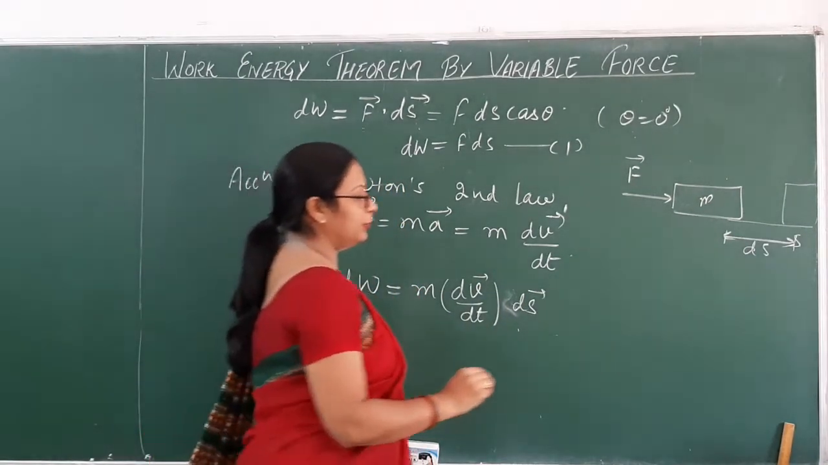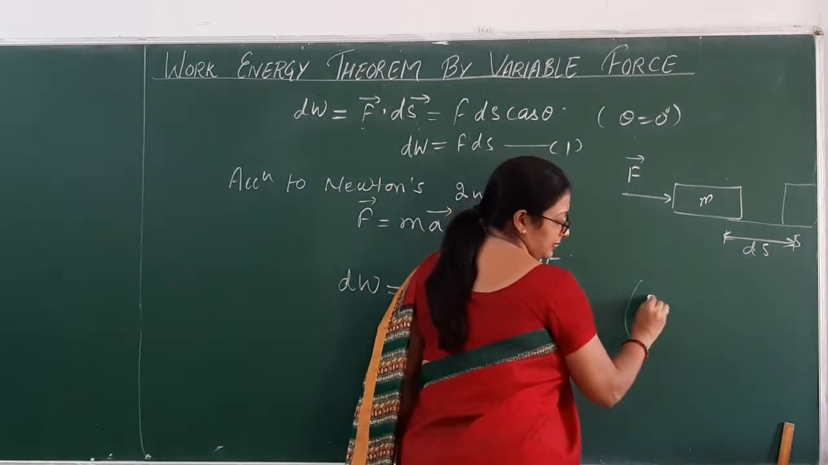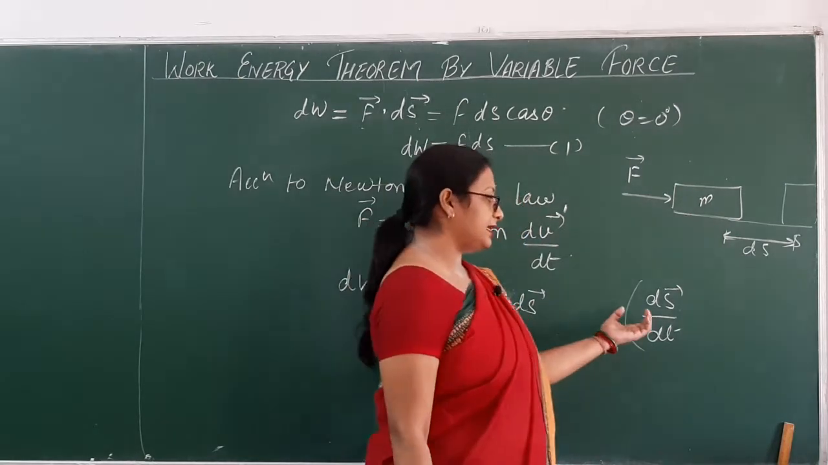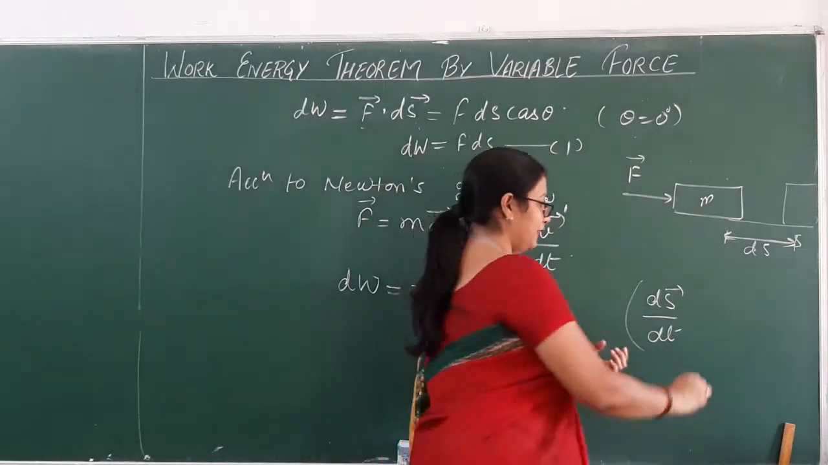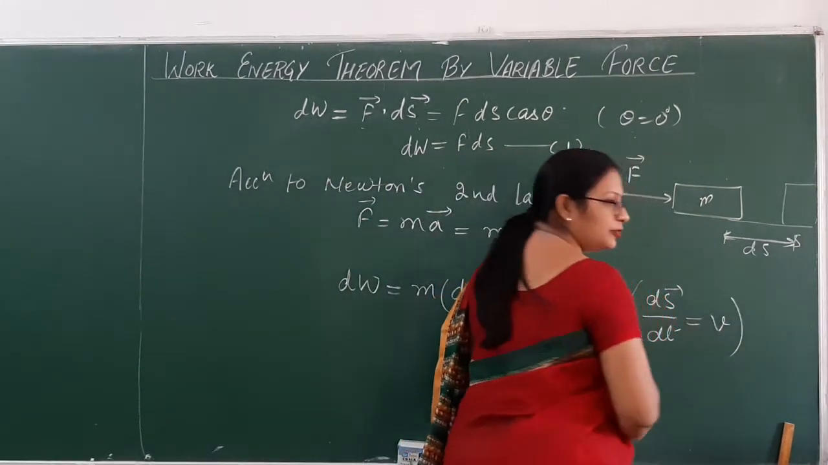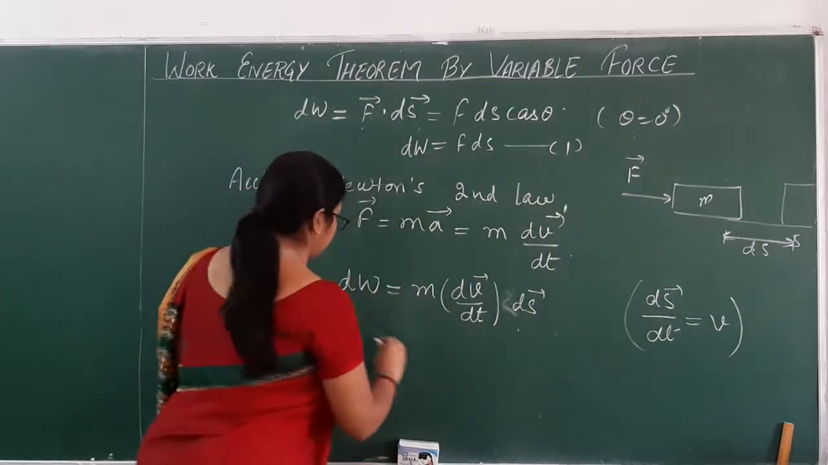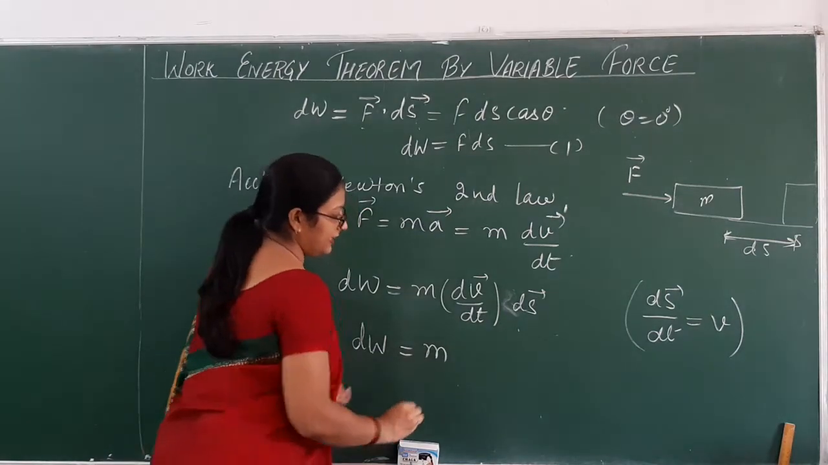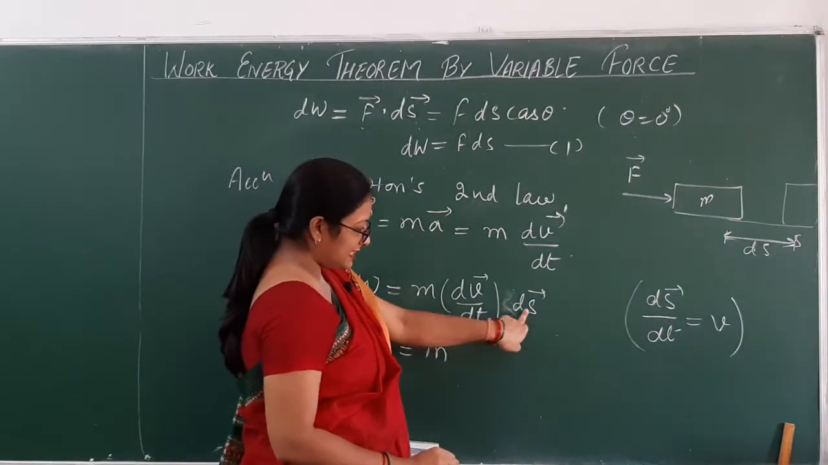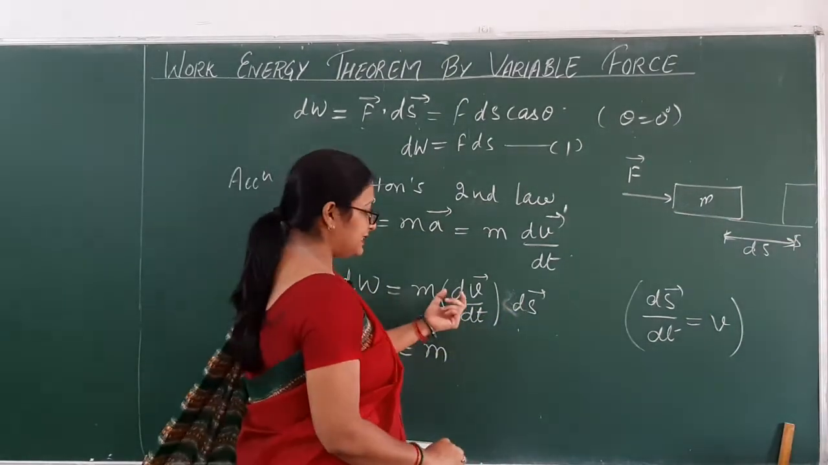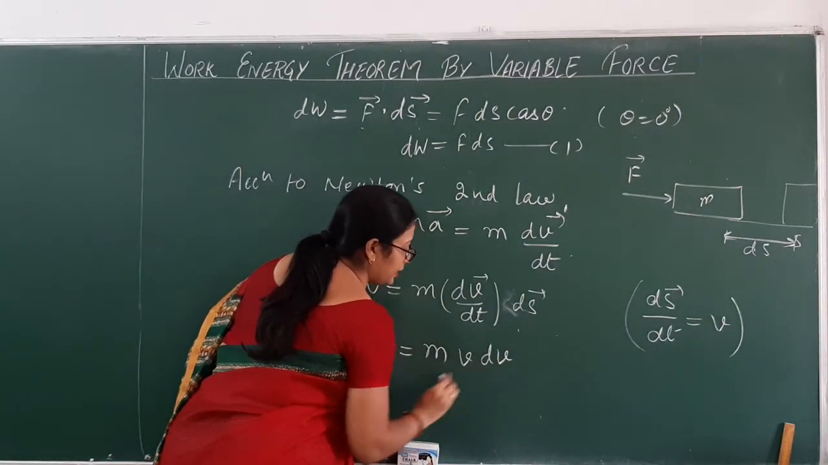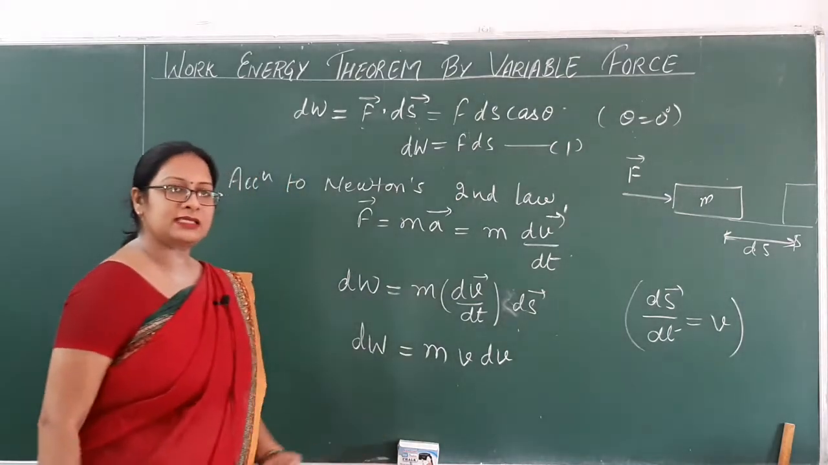Now children, we know that ds upon dt is the instantaneous velocity, so it is equal to v here. So children, arrange this: ds upon dt is equal to v, and dv is the differential operator. So we'll write this equation in this manner.